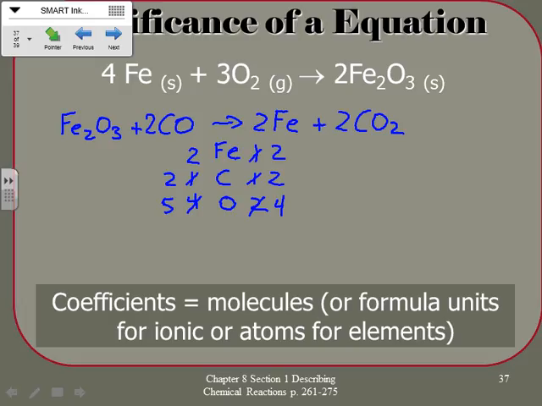But the other way that you can change it to make it even is you can change the coefficient on the CO. Okay, so I said not to do that at first. If the other way is not working, if you're trying to change this coefficient on the Fe2O3 and that doesn't work, then we can try changing the coefficient on the CO to make it even. And the easiest way to do that is to change this from a 2 to a 3, because then now you've got 6 oxygens on this side.